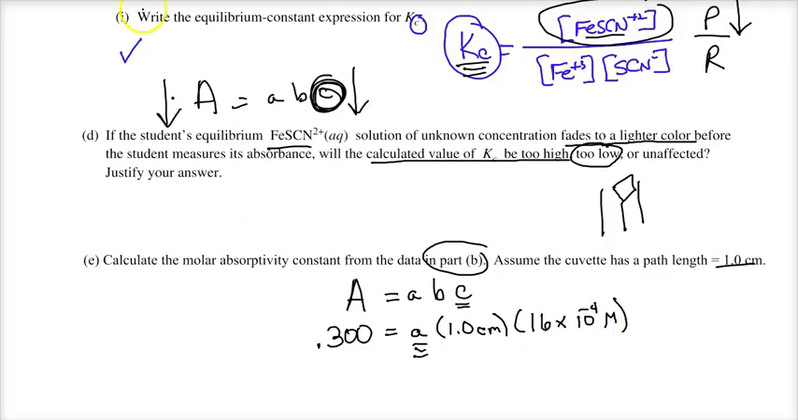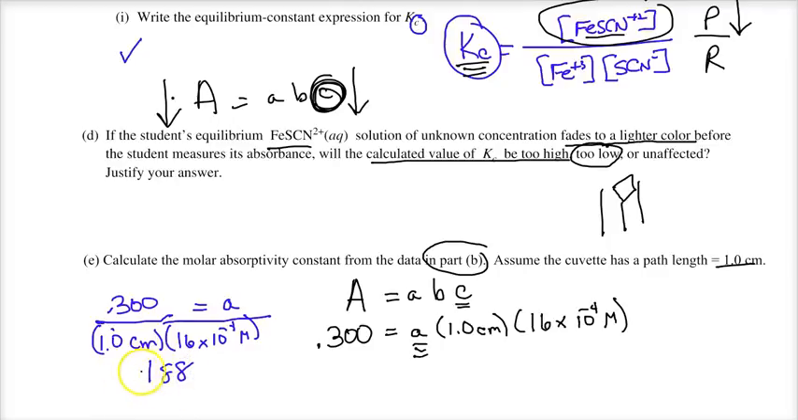So if I rewrite this and solve for a, a is going to equal 0.300, which has no unit since it's absorbance, over 1.0 centimeter times 16 times 10 to the negative 4 molar. And you put that in your calculator, and you get 188, and you get a point for that number. And what's the unit? Well, there's 1 over centimeter and 1 over molarity.